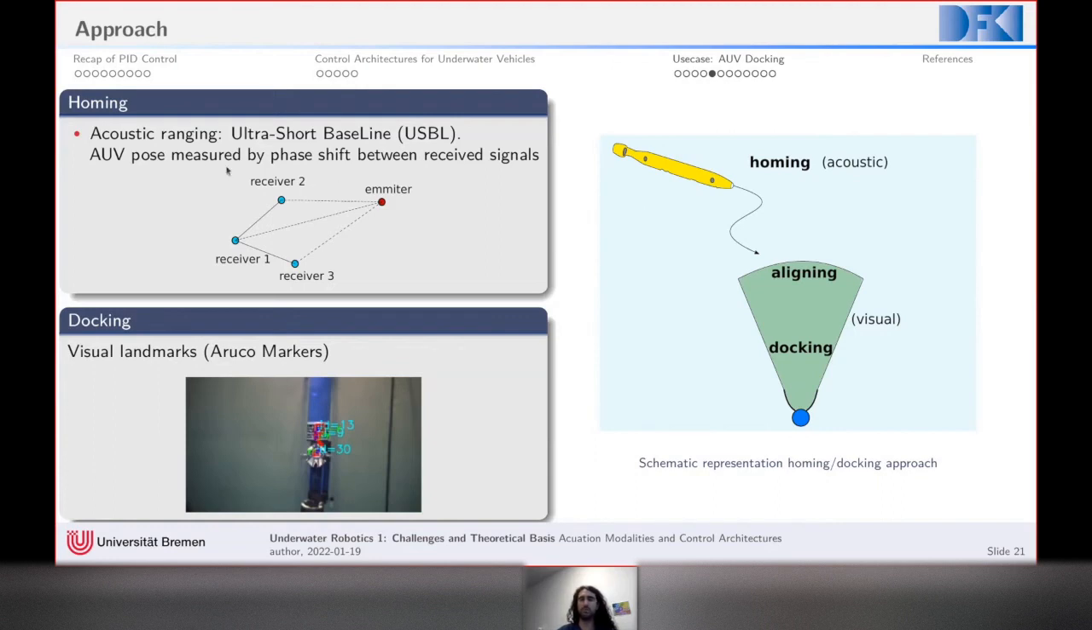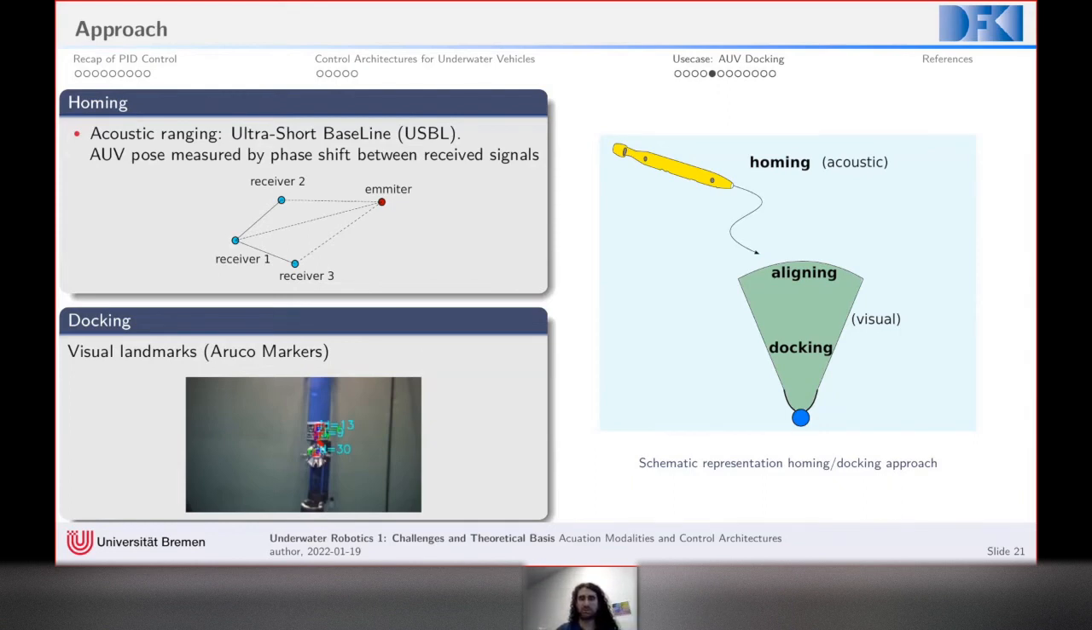We use a sensor called ultra-short baseline, or USBL. Maybe some of you are familiar, some of you not. The idea is just triangulation in the end. There's a pinger on board the vehicle, and the USBL sensor is basically an array of hydrophones placed next to each other in a very close range.